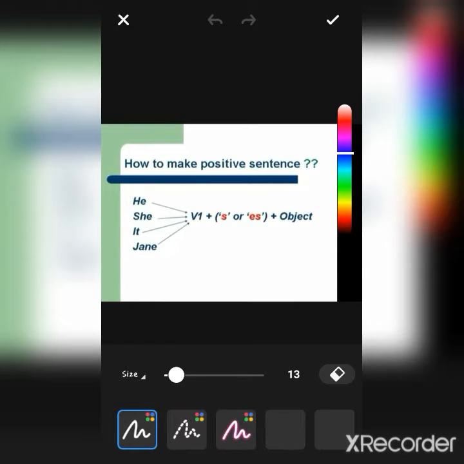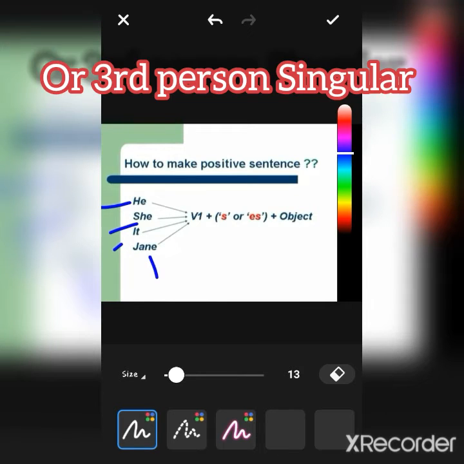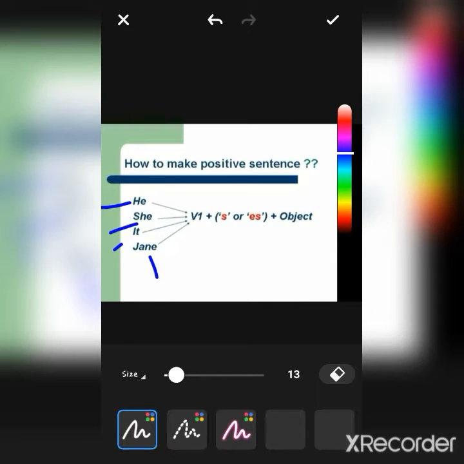Now how do we make positive sentences when the subject is he, she, it, or any singular person, a single person? Then again you need to put the first form of verb after the subject, but this time you are going to add s or es with the first form of verb, and after the verb you are going to add your object.